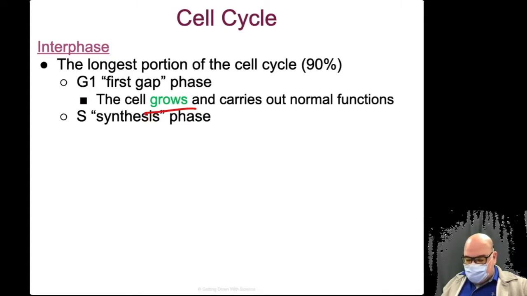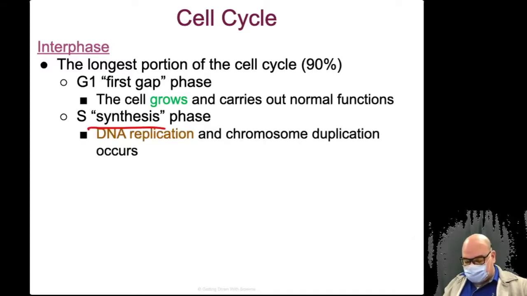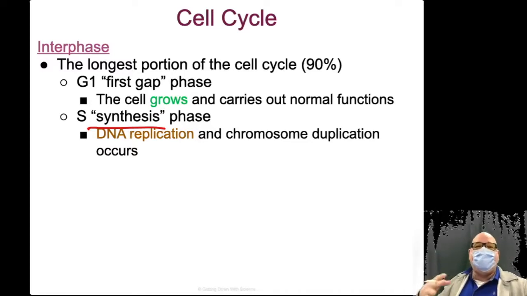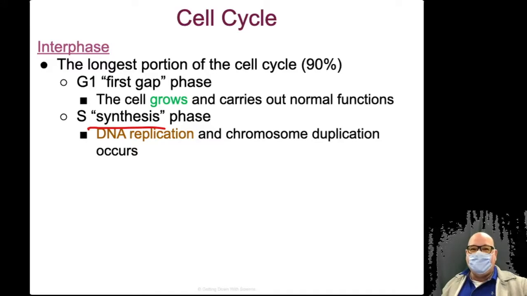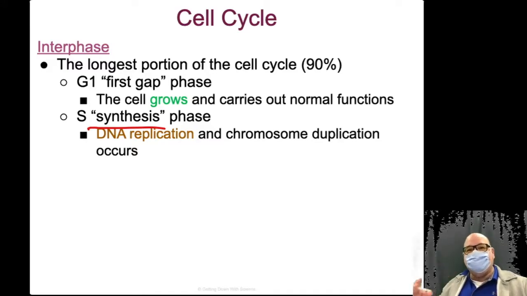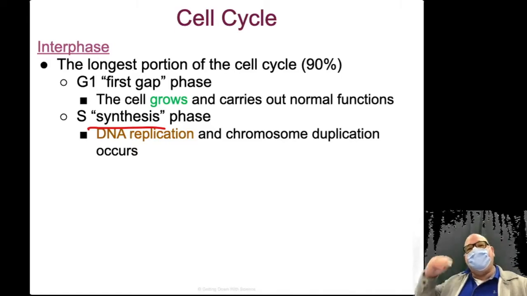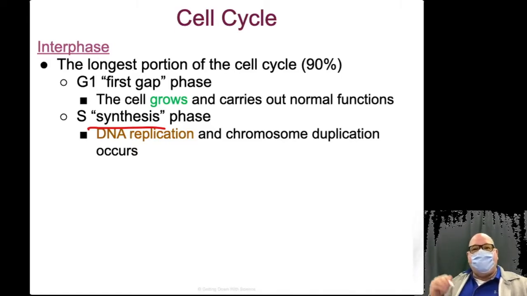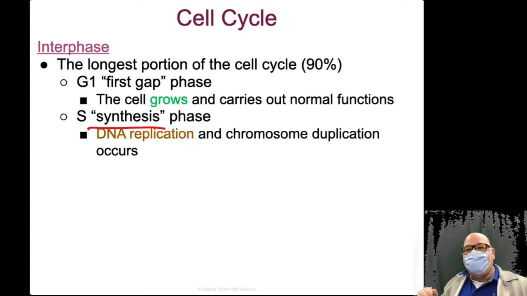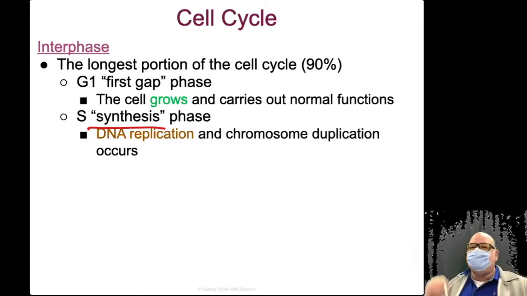S would be the synthesis phase. Now, what is being synthesized in the synthesis phase? Okay, DNA. Synthesis means to make, so we're making DNA in the S phase. Okay, DNA synthesis is happening in the S phase. Okay, so this is where DNA coils up into chromosomes and you make a copy. So the cell in S phase is very busy getting ready for something to happen.